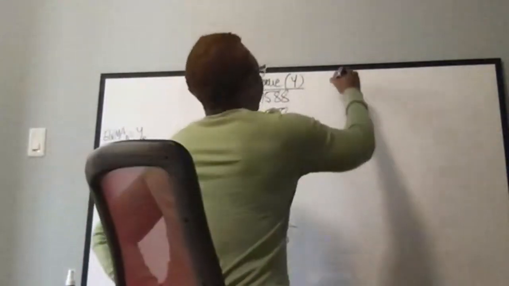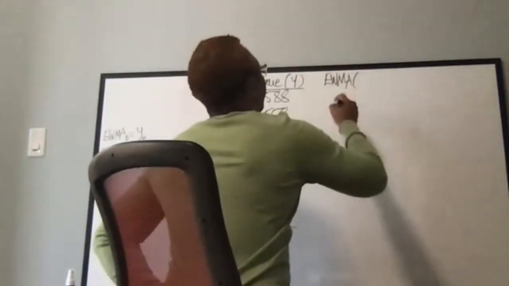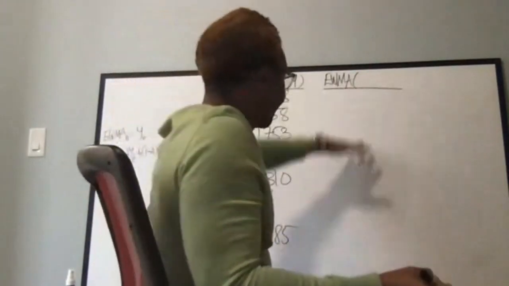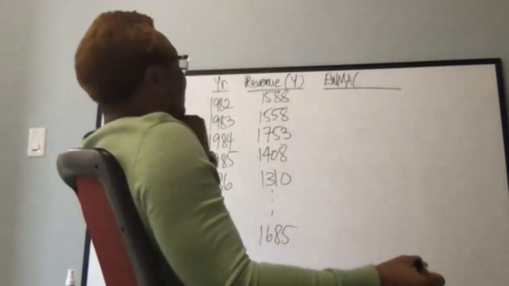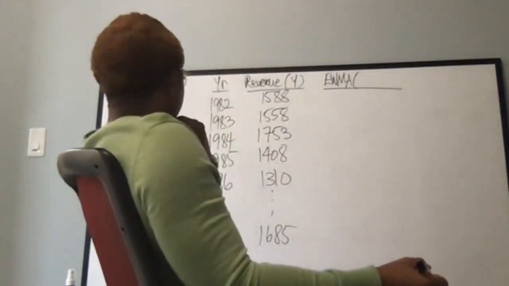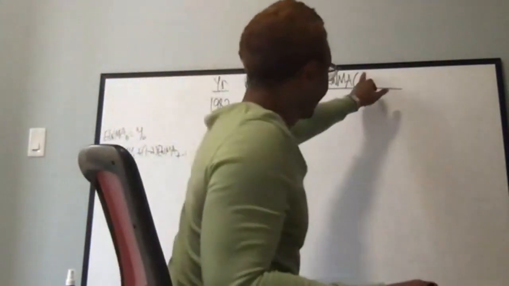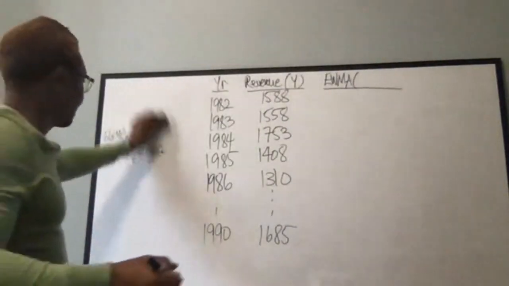Okay, so I'm going to say EWMA. And so this is what we have to fill out right here. This new EWMA column. And so here would be what the instructions would say. I'm going to go into the rest of that in just a second.